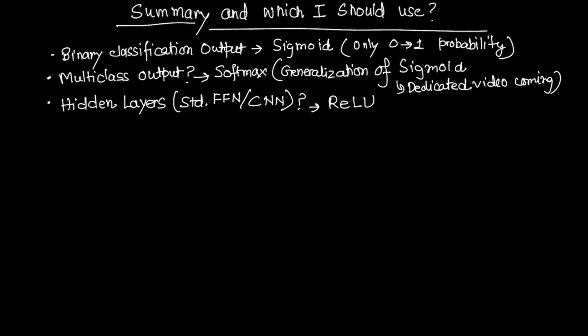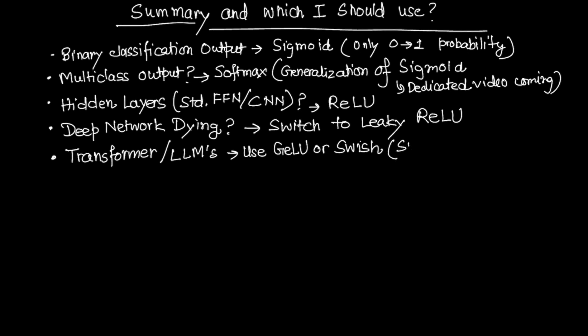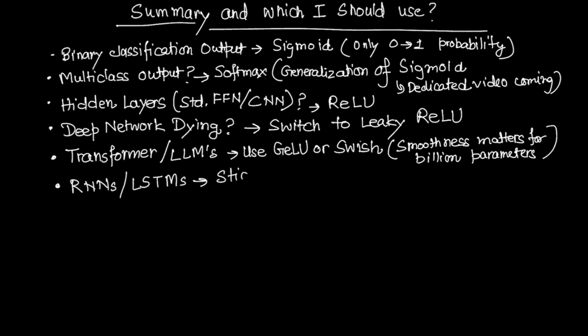It is the industry standard for a reason. It is fast and robust. And if your gradients are dying, switch to Leaky ReLU. In transformers or LLMs, or large language models, use GELU or Swish. The smoothness matters when you have billions of parameters. In RNNs or LSTMs, stick to Tanh or Sigmoid. Their gating mechanisms rely on specific 0 to 1 and -1 to 1 ranges to control memory flow.